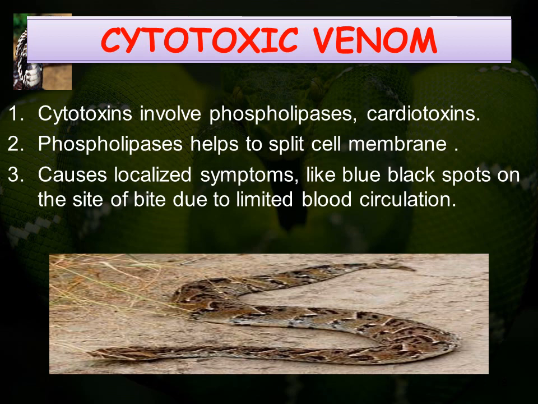The next slide shows the saw-scaled viper. The snake can be identified by the presence of saw-like scales over the entire body. But from a distance, it can be identified by the presence of rhomboid shaped structures all over the body, as you can see in the picture.